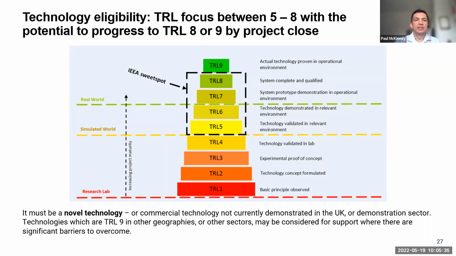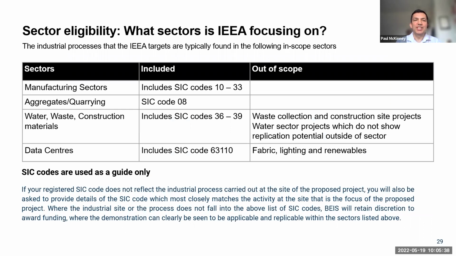Next slide, please. So we looked at the types of projects and the technologies. In terms of who can apply, the sectors are industrial. The industrial sectors shown here are manufacturing sectors, minerals, also water and waste where it's relevant more broadly in industry, construction materials, and also data centers, which is slightly different but in scope as well. The SIC codes on here are just a guide. Really, it's the process that's being undertaken that needs to be industrial, guided by those SIC codes.